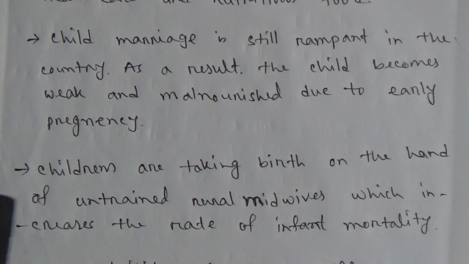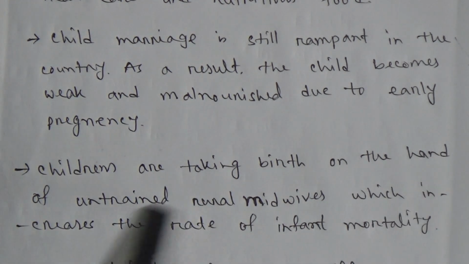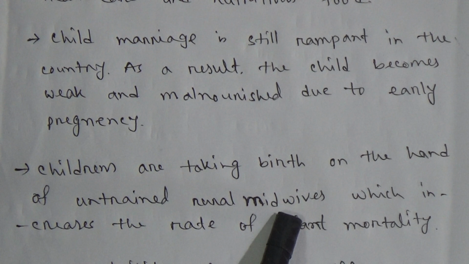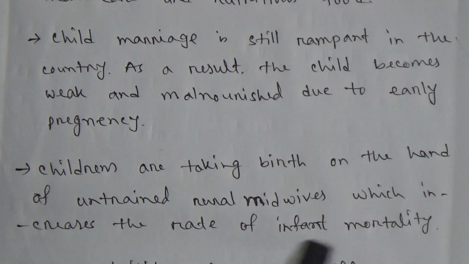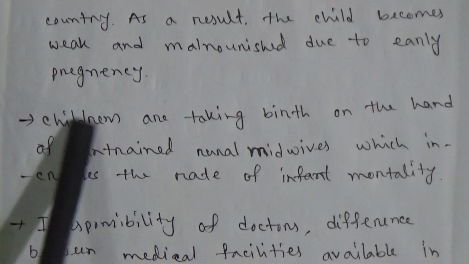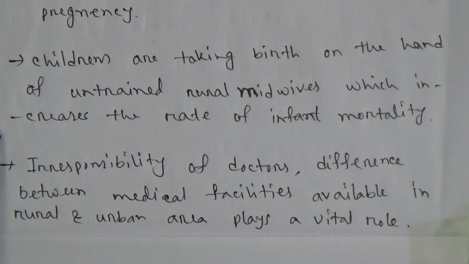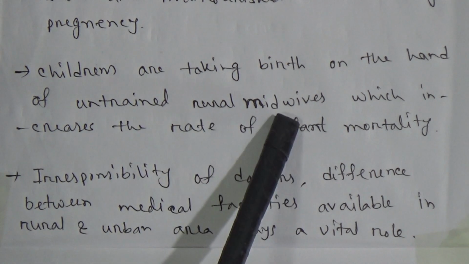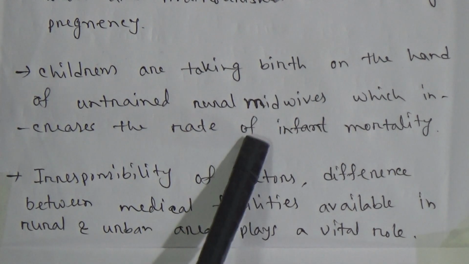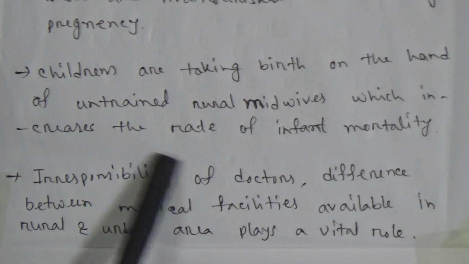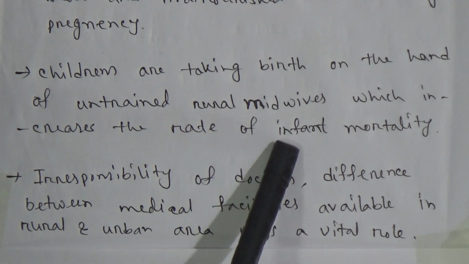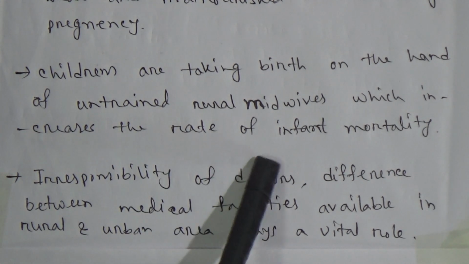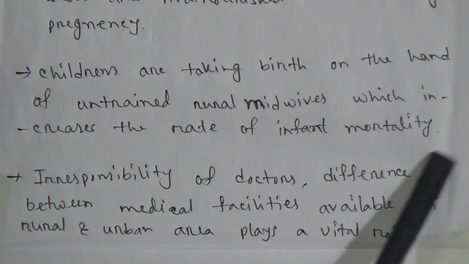Okay, and then children are being born at the hands of untrained rural midwives, which increases the rate of infant mortality. In most cases in village areas there are no trained midwives who are giving birth, that means who are helping the mothers to give birth to the child. If they don't have trained midwives, the rate of infant mortality increases.